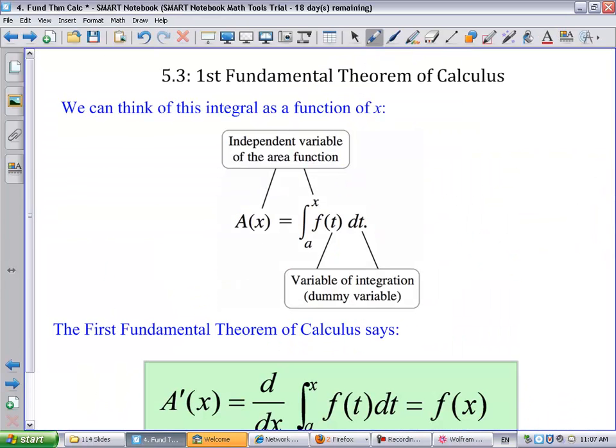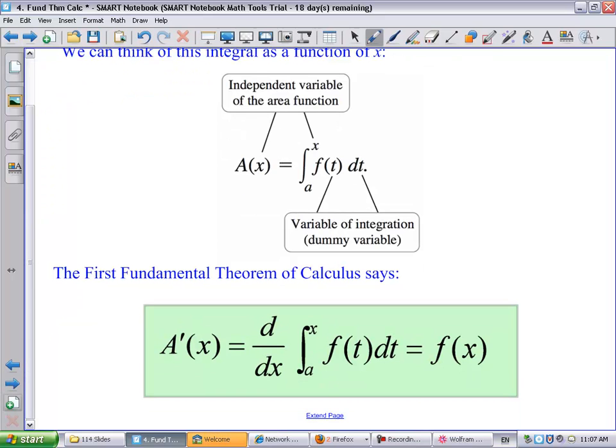That's the first fundamental theorem of calculus. It says that if you take this area function and you take its derivative, the derivative of the area function gives you back the same function you had before. The only thing that changes is instead of your function being in terms of t, you've changed it into something in terms of x. But otherwise, it's the exact same function. So if you take an area function and then you take the rate of change of that area function, you get back what you started with.